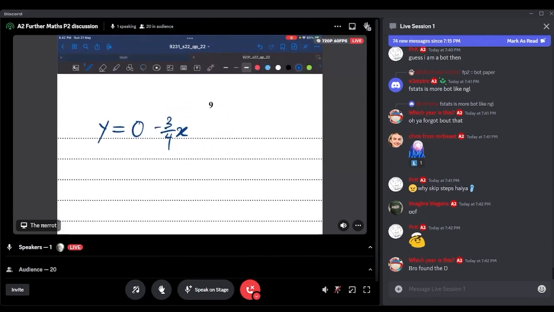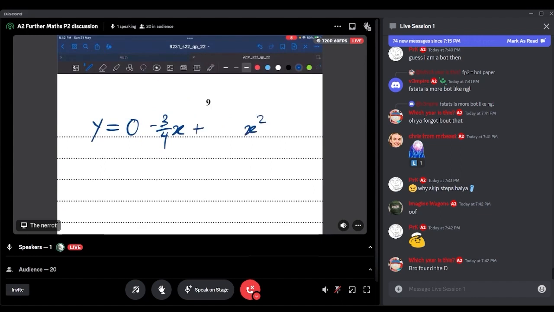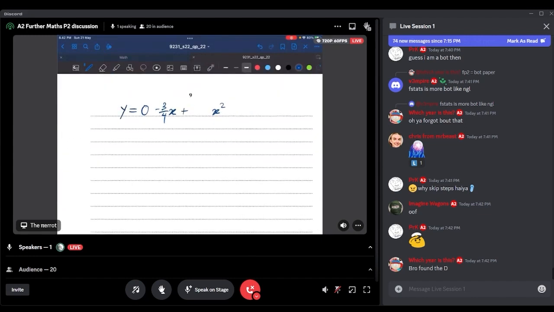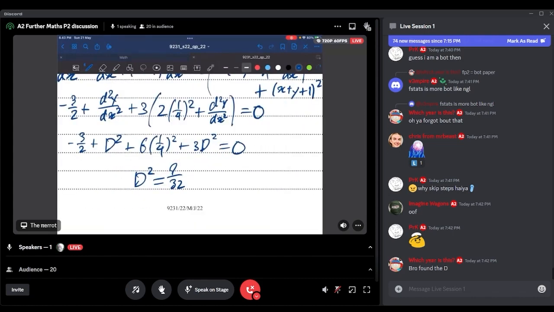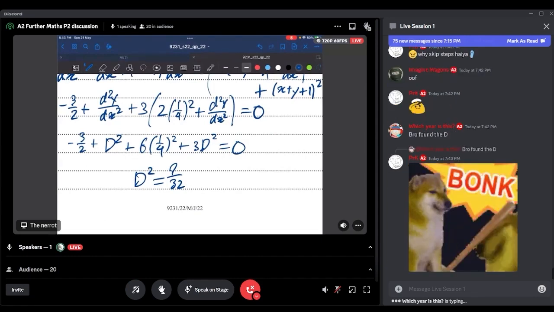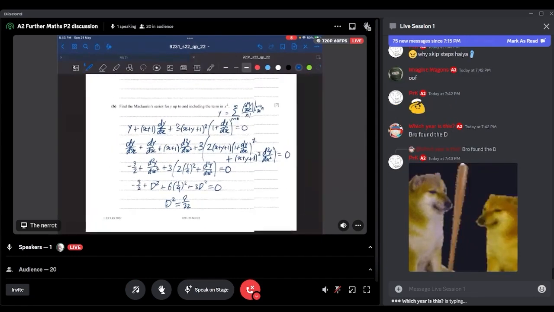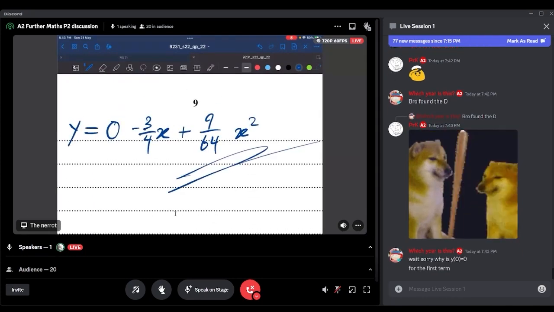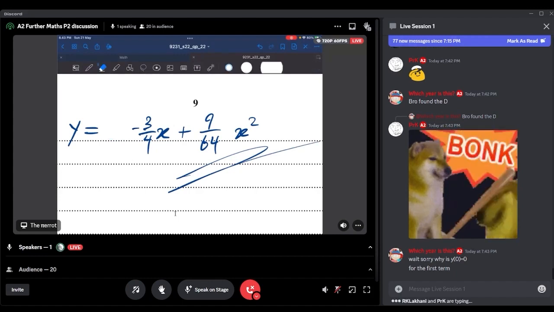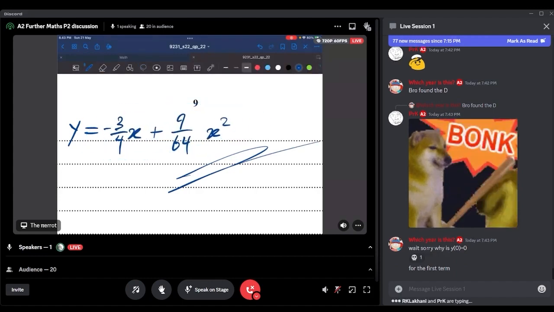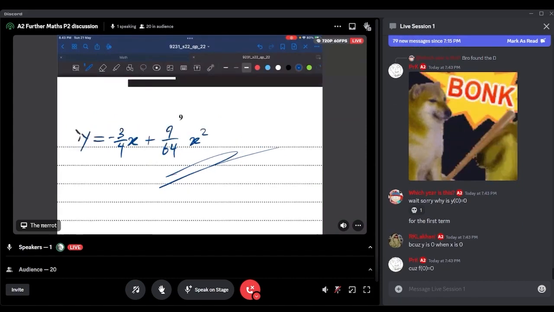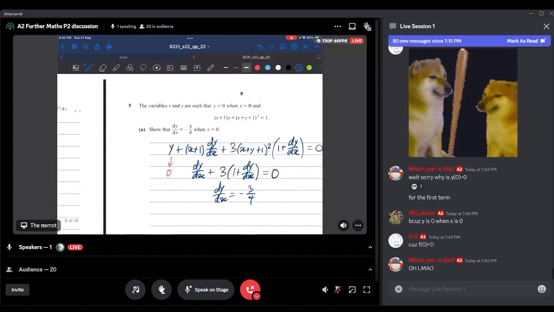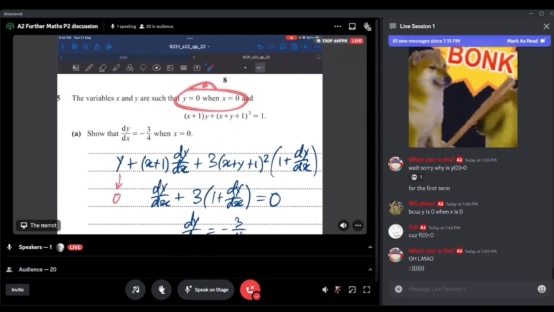And lastly, now this is the x squared. So this is the second derivative divided by 2 factorial. So the second derivative was 9 over 32. Then don't forget to divide by 2. So you have 9 over 64. 9 over 64. And that's your answer. And you can just remove the 0. Yeah, that's your answer. Why 0 is, because here, sorry, this one here. Yeah, it's okay. Just don't forget in the exam.